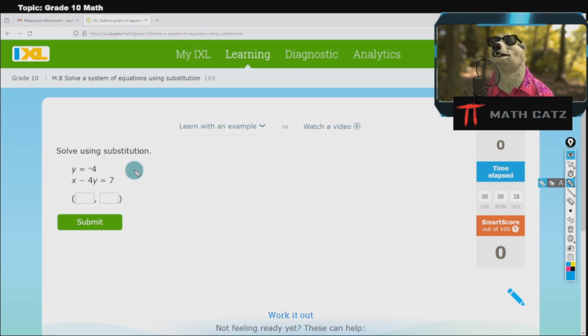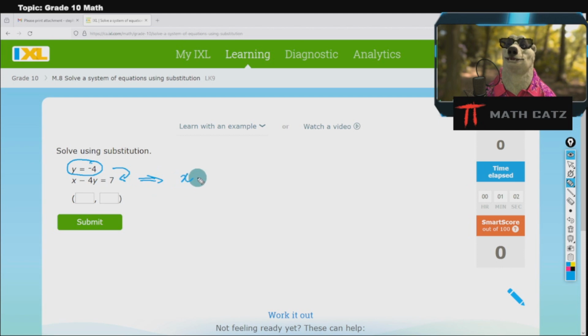With substitution, I want to isolate one of the variables, whichever one is convenient, using one of the equations. Now, in this example, this one is already isolating y, and it says it's -4. That's true throughout. There is only one y value, well, in these simple examples. So I can use that and plug the -4 in for y in the second equation.